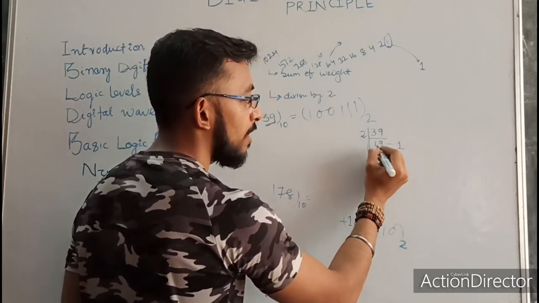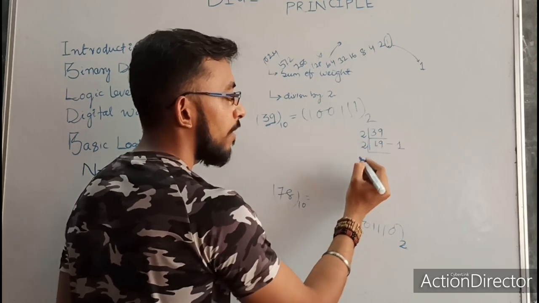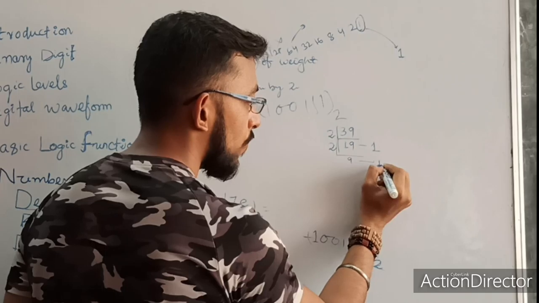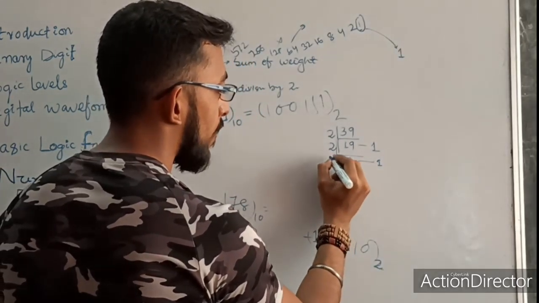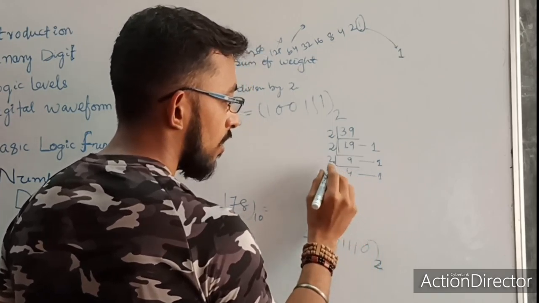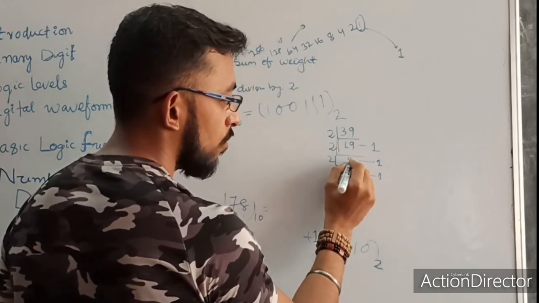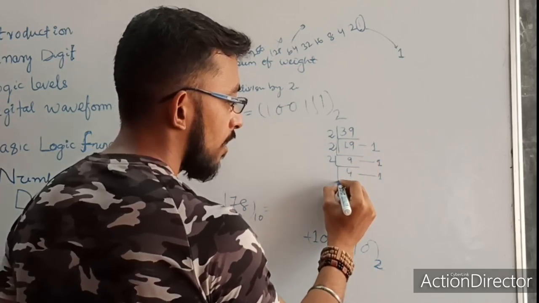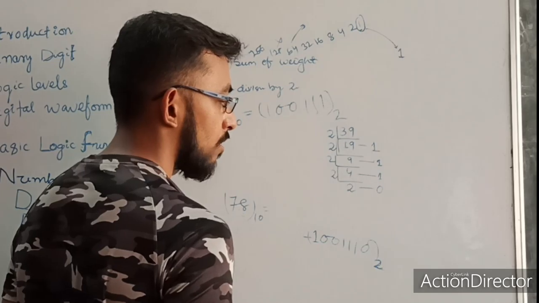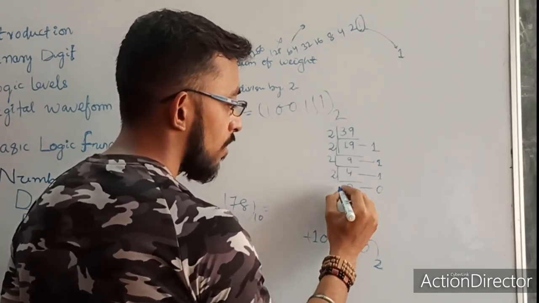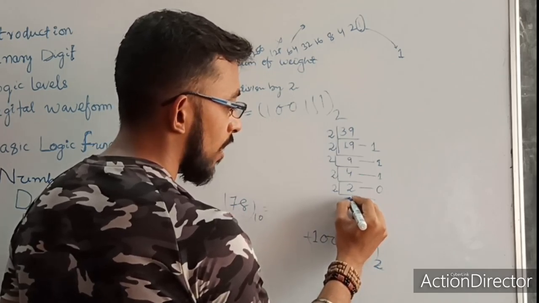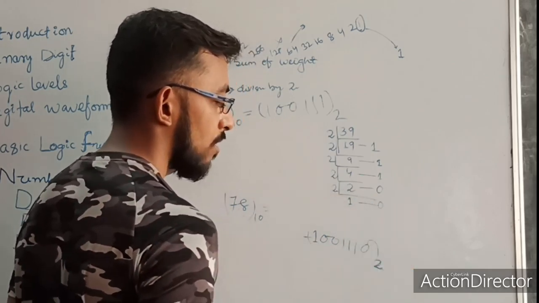Now, again I have to divide this 19. If I divide, I will get a value 9, since 2 times 9 is 18, with a remainder 1. Again I divide by 2: 2 cross 4 is 8, again remainder 1. 2 cross 8 plus 1 equals 9, 2 cross 9 is 18 plus 1 is 19. If I divide again by 2, I get the value 2 with remainder 0, because 2 cross 2 is 4. Then if I divide by 2, I get the value 1, since 2 times 1 is 2, and remainder 0.